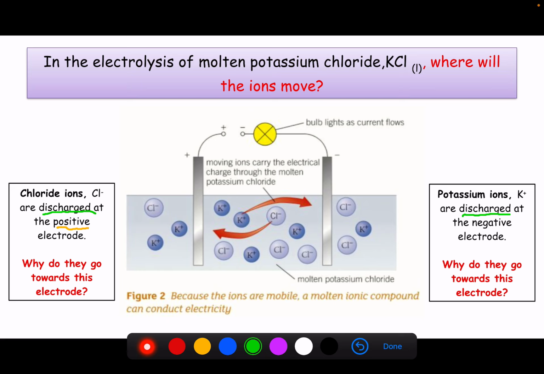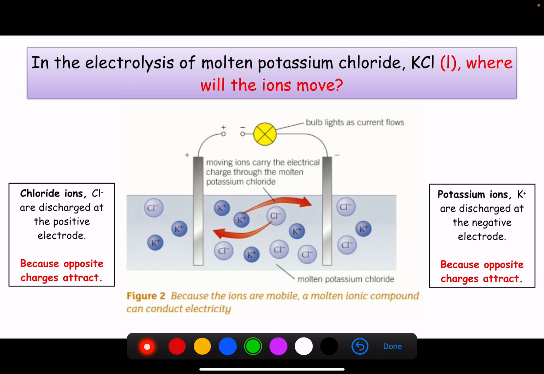Now, why do the chloride ions go towards the positive electrode, and why is it that the potassium ions go towards the negative electrode? Well, we'll recall that is because opposite charges attract. In other words, chloride ions are negative and are attracted to the positive electrode because opposite charges attract. Similarly, potassium ions, well, they must be positively charged because they're attracted to the negative electrode. So that's a revision, really, of what we've talked about up to now.